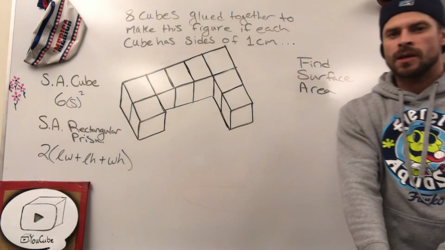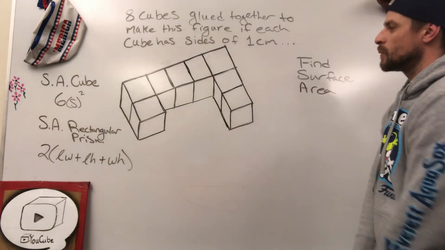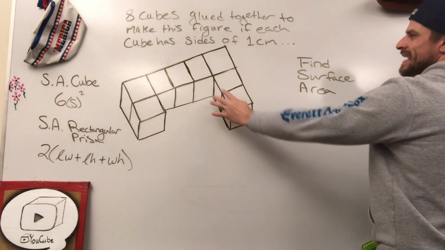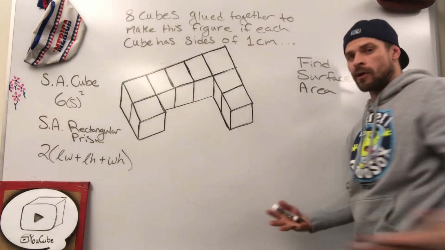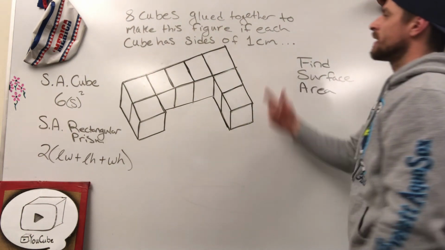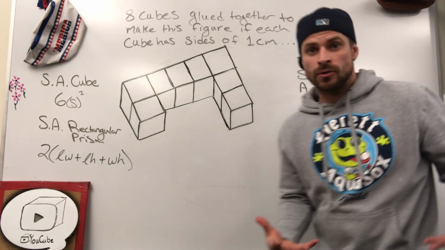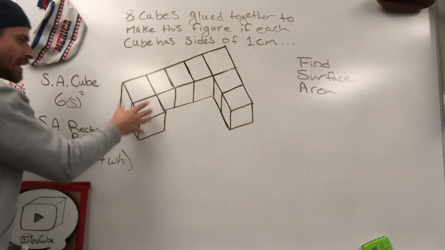All right, this problem is all about stacked cubes. So one thing we know is that we've got 1, 2, 3, 4, 5, 6, 7, 8 cubes, meaning all side lengths are the same, and they're going to have a side length of 1 centimeter. So how do I recommend you do a problem like this? Well, I would tell my students to break it up into parts.